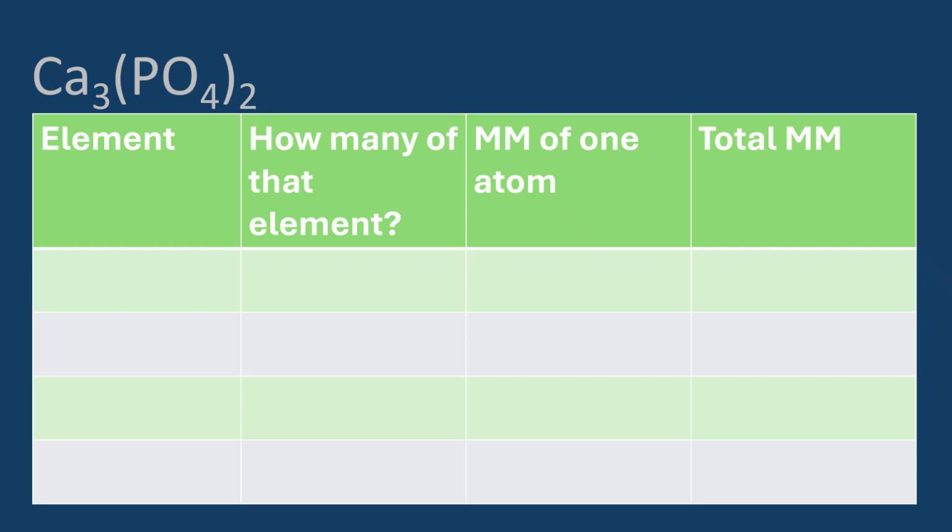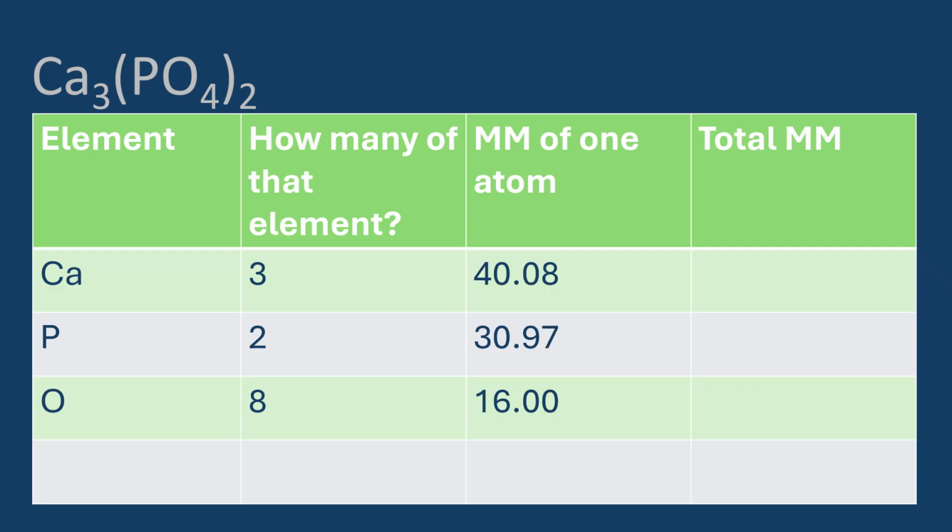Parentheses often trick some students because they forget that a subscript on the outside of a set of parentheses means that there are multiple of that entire grouping. In this case, we have 2 phosphate anions. If each phosphate contains 1 phosphorus and 4 oxygen, then 2 of those groupings would contain 2 phosphorus and 8 oxygens. We have 3 calcium ions to balance the charge. Locate the molar mass on the periodic table. This looks a lot like the last example, just with calcium swapped for our sodium.